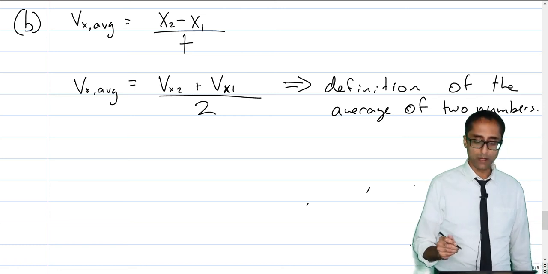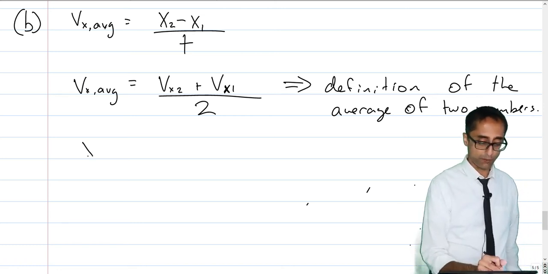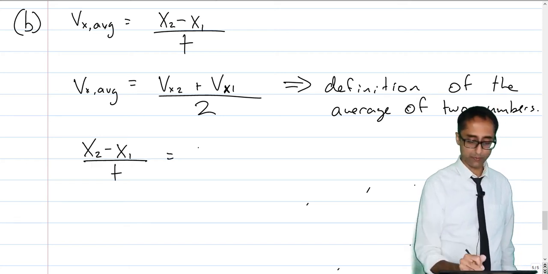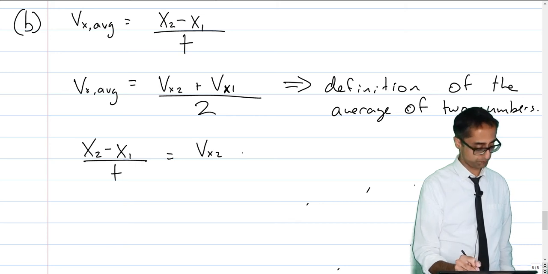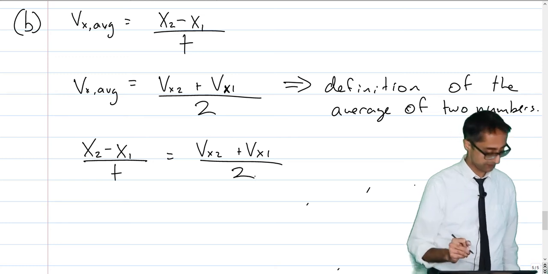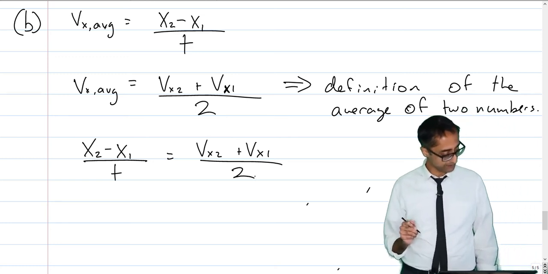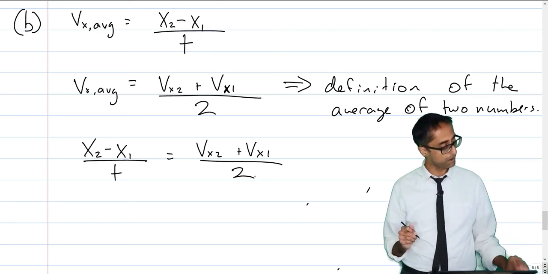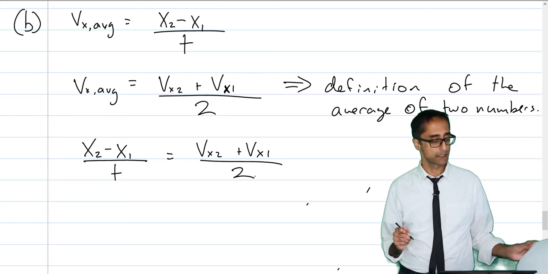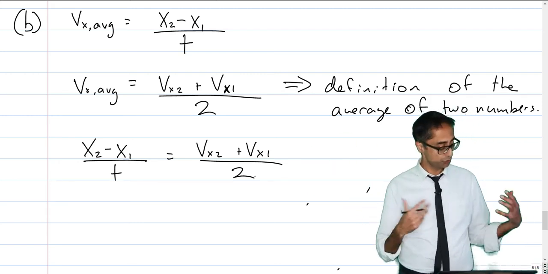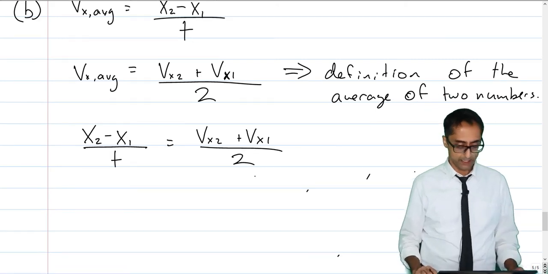All right, so let's take the left hand or the top equation, make that the left hand side. x2 minus x1 divided by t is equal to, what do we have here? Vx2 plus Vx1, all divided by 2. And I think in this case, what we'll try to do is to solve for final position. So let's see if we can rearrange this fairly complicated looking equation to solve for final position.